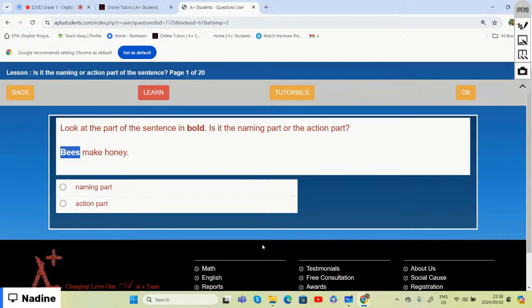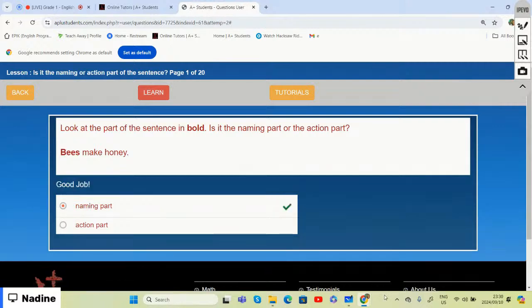And if we were to choose the correct part, then we can say bees. That word bees is a naming part because it is telling us what the sentence is about. It is about the bees, so it's a naming part.